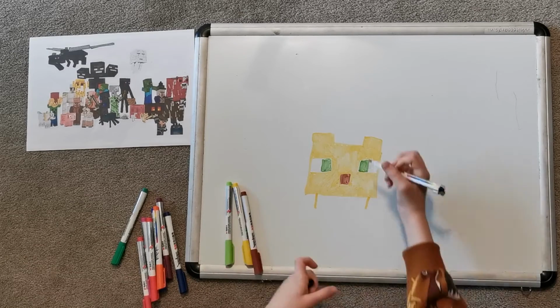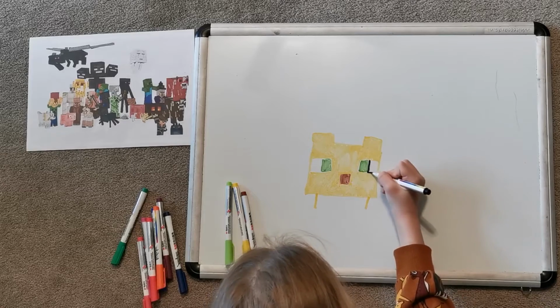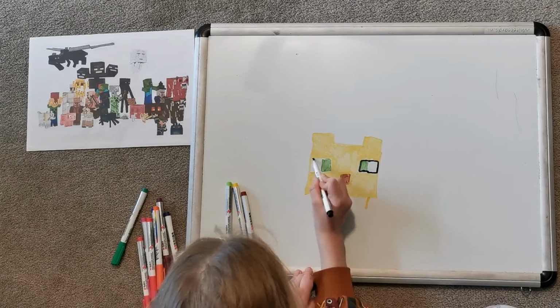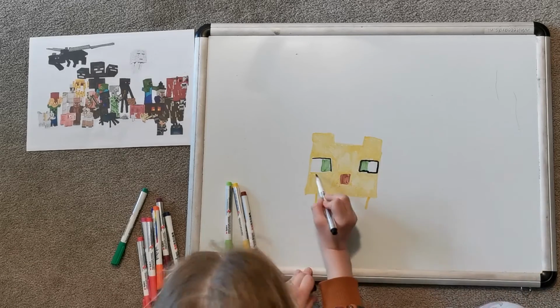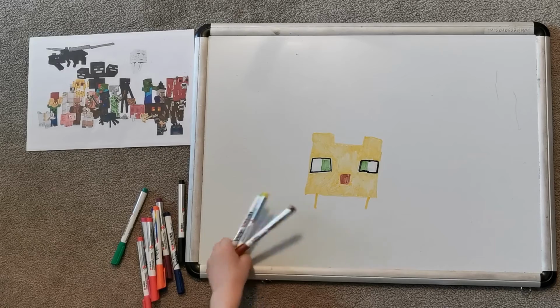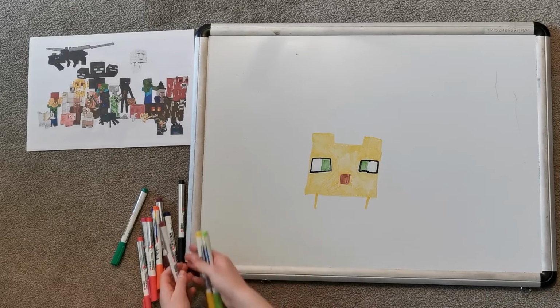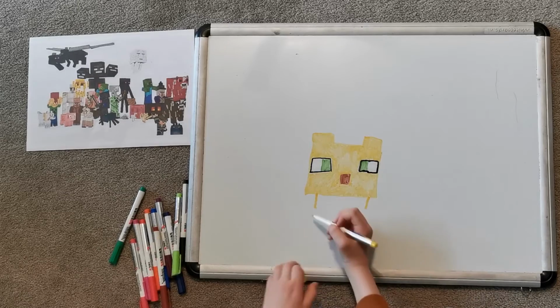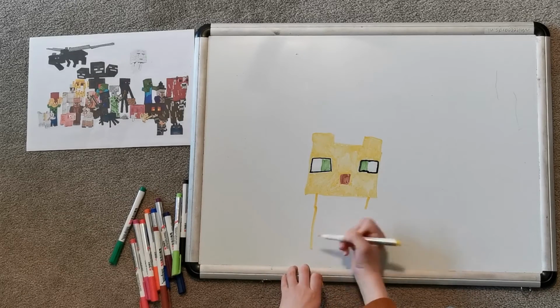Then we get the black and outline the eyes. Now we're done with the eyes, nose, and his head. That's the yellow. Now we are only using the yellow.